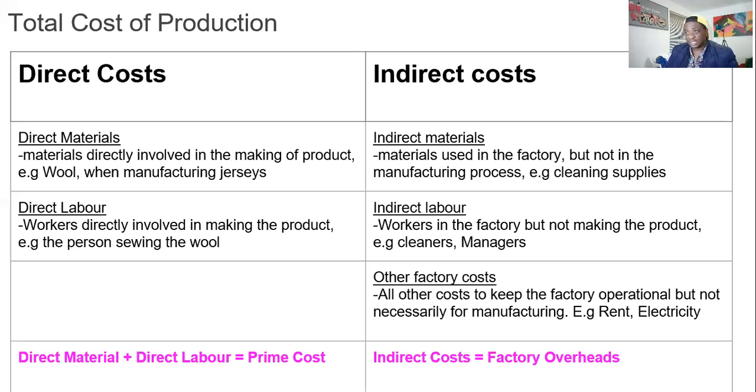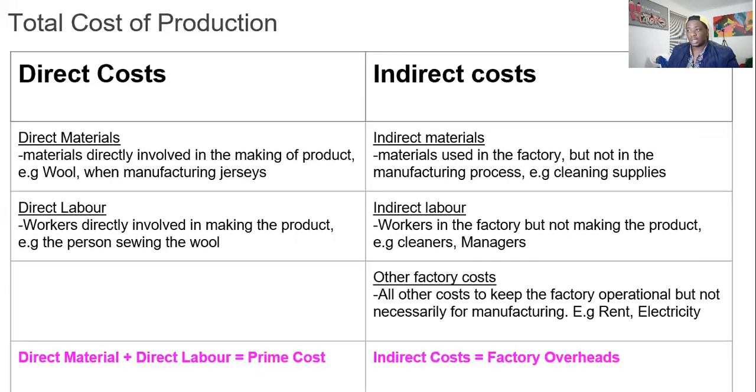Following that is the indirect labor. These are the workers in the factory, but they are not making the product. The key thing is that these people have to work in the factory. If you're a cleaner cleaning the office department and not the factory, then it would not be indirect labor because it's not in the factory. It has to be work done in the factory in order to fall under the indirect costs. And then lastly, all other costs to keep the factory operational, but not necessarily for manufacturing.